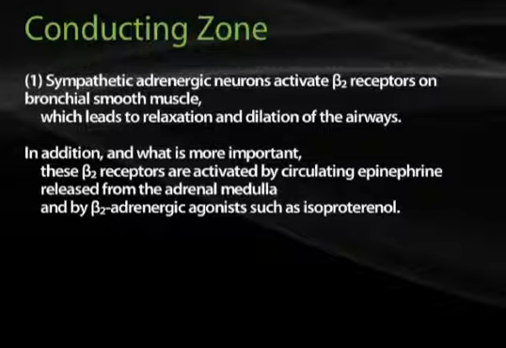When we stimulate the sympathetic adrenergic neurons, we do so through the beta-2 receptor. Stimulating that causes relaxation of the bronchial smooth muscle, dilation of the airways, bronchodilation. This is important because we pharmacologically manipulate this by activating the beta-2 receptors with beta agonists such as isoproterenol or albuterol that you might be familiar with if you have asthma.